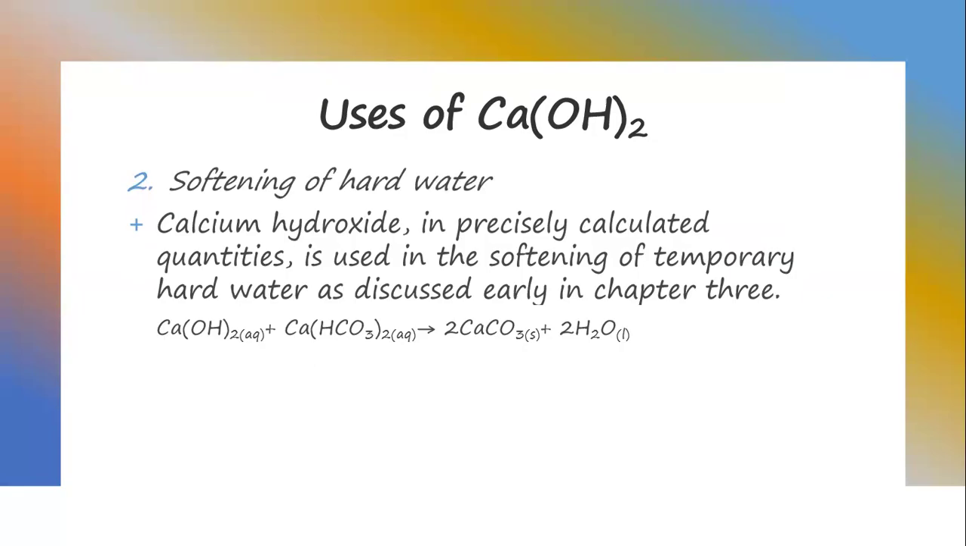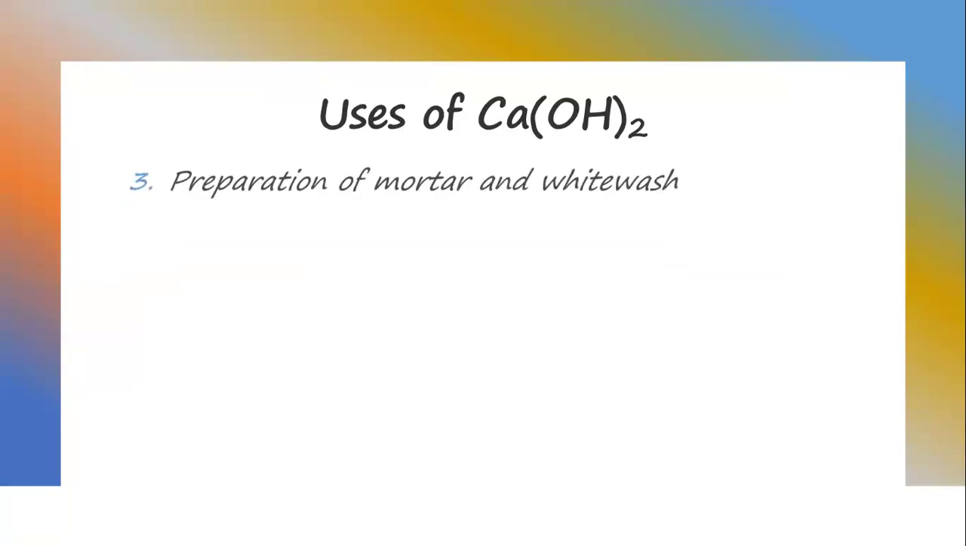So calcium hydroxide in precisely calculated quantities is used in the softening of temporary hard water, as we discussed before. As you can see in the reaction, calcium hydroxide plus calcium hydrogen carbonate leads to calcium carbonate, which are the solid particles generated from the reaction, and soft water. Hope that's clear. Moving on, the other use is in the preparation of mortar and whitewash.